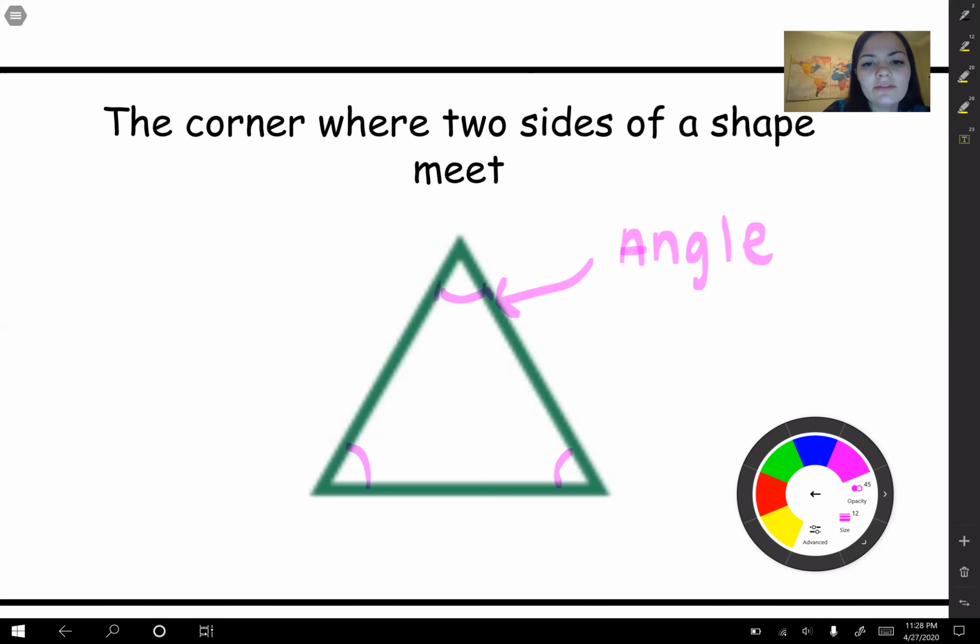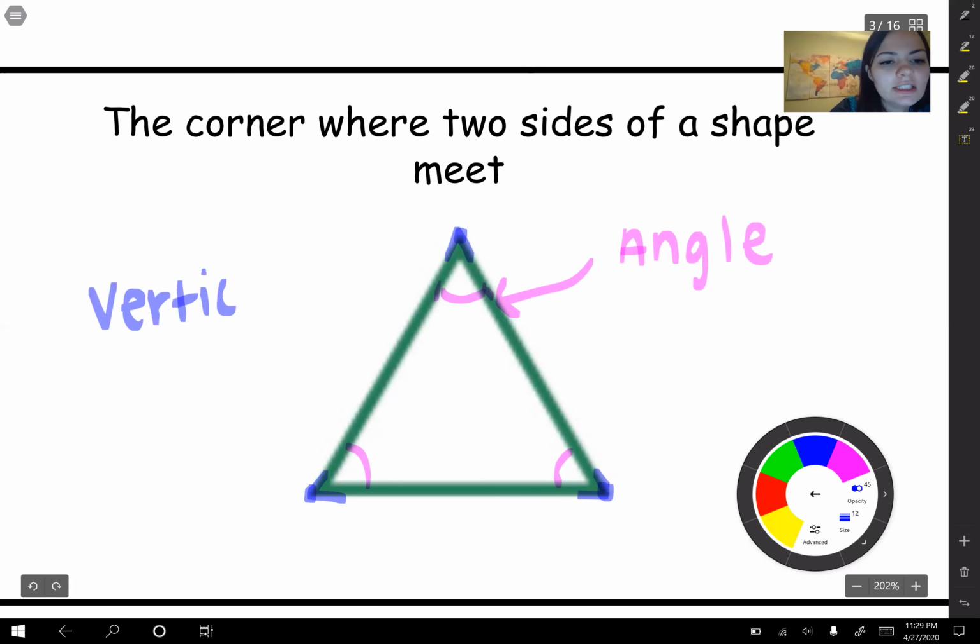And then we have this point right here. And this is called something else. The way I like to memorize it is if I make these little V's right here, it's called vertices. They have this point, and they kind of look like a V, so they're a vertice. Okay, so we have angles and vertices. They're similar but different, okay?